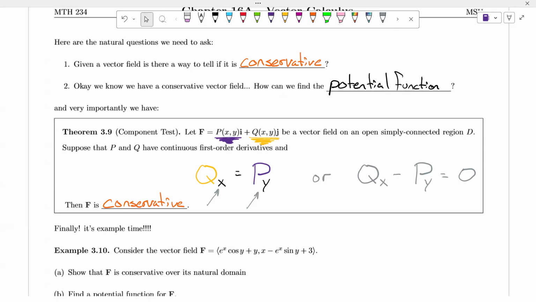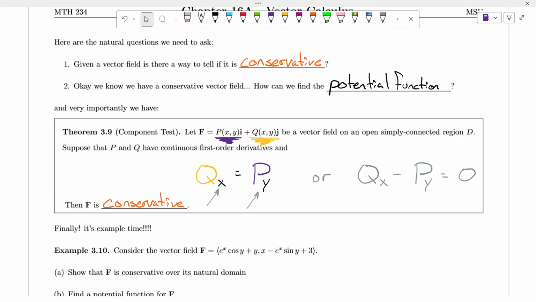Just to get to the punchline here. Qx should be equal to Py. If my field's conservative, I should have that. Q partial x is equal to P partial y. Or alternatively, Q partial x minus P partial y is equal to 0. I think that is a pretty nice extension of that, if I just subtract the P partial y over to the other side. That definition will come up more when I start trying to apply this to 3 dimensions, which we're going to look at the end of today.